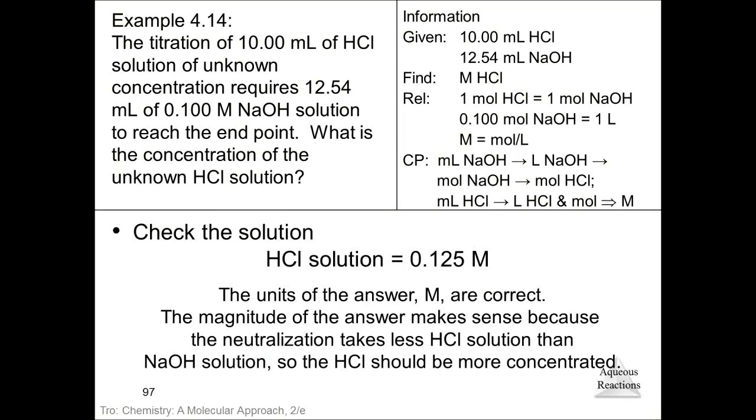And if you think in terms of the ratio, I know that I took 12.54 milliliters of that sodium hydroxide solution to neutralize the acid. The volume of the acid was slightly less than that of the sodium hydroxide, 10 milliliters versus 12.54 milliliters. So since it's a 1-to-1 ratio and it required a greater amount of base to titrate that acid, it makes sense that the acid is slightly more concentrated than the base.